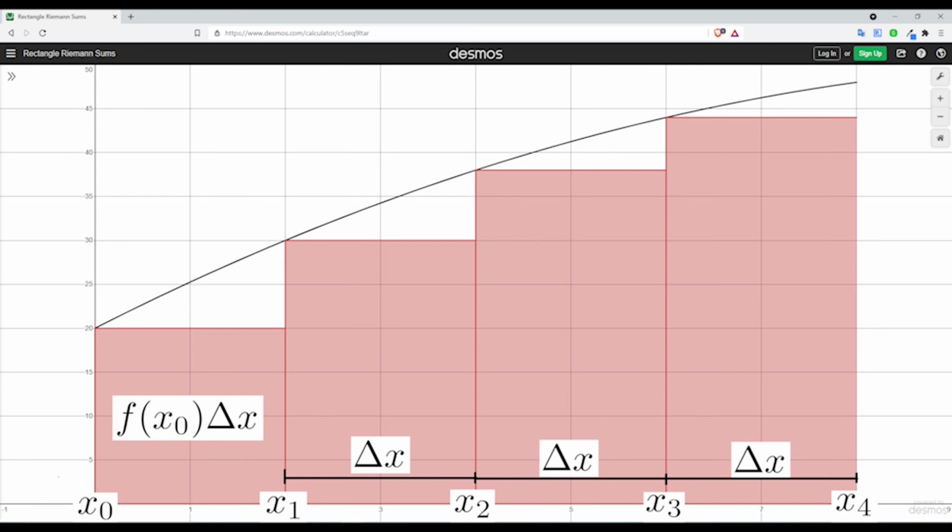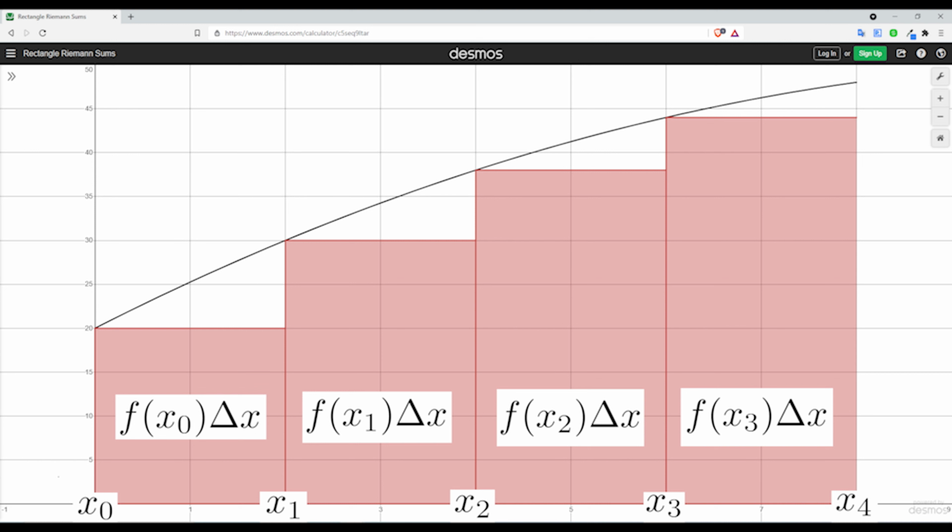Now moving on to the next rectangle, it's still going to have the same width of delta x, but now the height is the height of the function evaluated at x1, and so the area of this rectangle is f of x1 multiplied by delta x, and so on and so forth. And the reason we're doing this is to really say a general statement about how we're going to be able to find the area under any function. We need to start by generalizing our notation. And now that we have that picture in our head, let's try to write it all down with words.